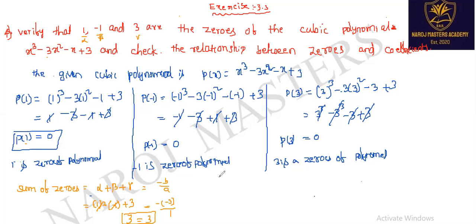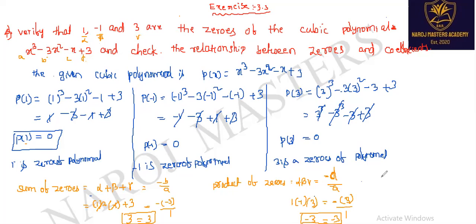Now substitute in the product of zeros. Product of zeros is equal to alpha into beta into gamma, and that is minus d by a, where d is the constant term. Alpha is 1 into minus 1 into 3. But what is c here? Not c, this is d. So a, b, c, d. So minus of d, which is 3, by a, which is 1. So this is 1 into minus 1 into 3, which is minus 3, and this is also minus 3. Here also LHS is equal to RHS.